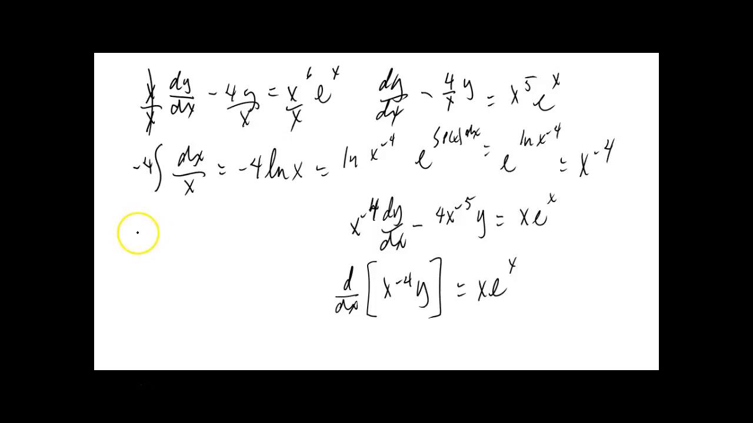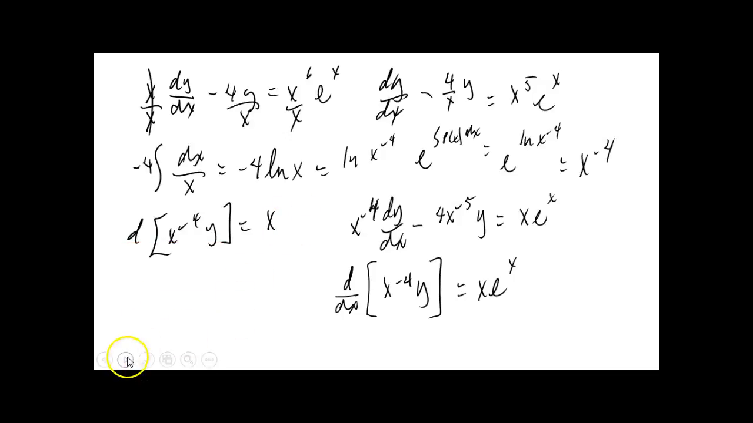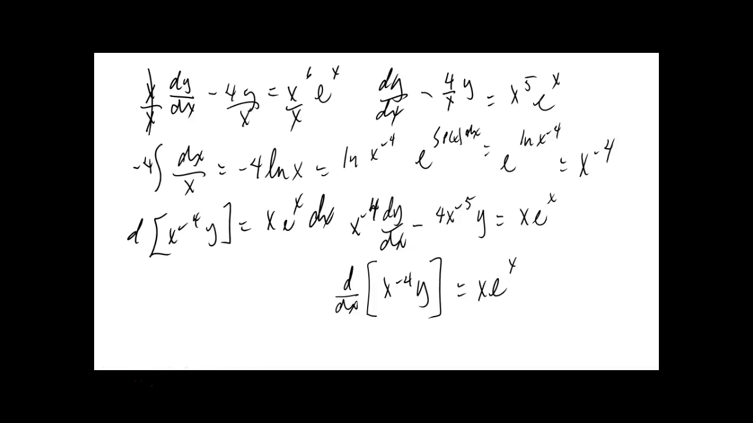Now, we write it in differential form. d of x to the minus 4 y is equal to x e to the x dx. I left off a term. Okay. x e to the x dx. That's it. All right. Now, we'll integrate this and integrate that, right? And the integral of a differential is the function. x to the minus fourth y is equal to, and what's the antiderivative of that?